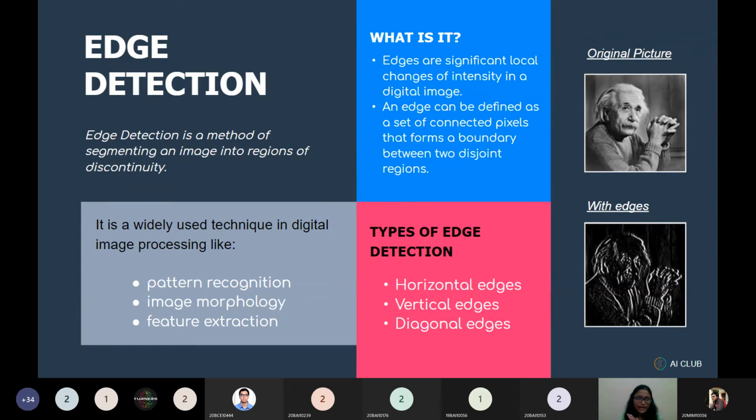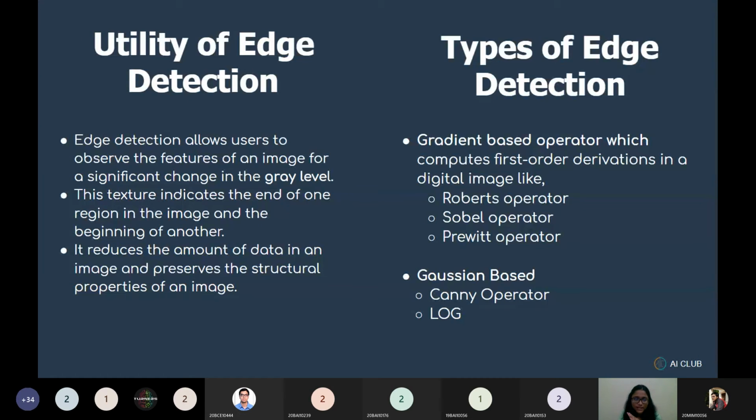Next, we have the utility of edge detection. Edge detection will basically allow you to observe a feature, and if you want, you can make some significant changes to that feature. It will also help you to extract the region, as I have been repeating for quite a while. And it will also reduce the amount of data of the image, because you are just extracting the edges. All the other portions are not required. So image data is lessened over here.